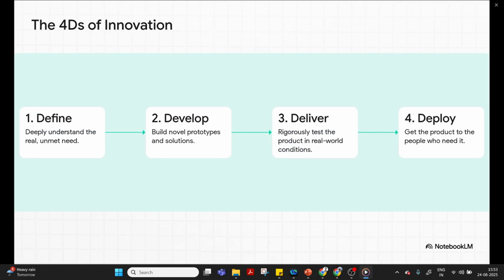First, you define the problem, just like Dr. Raj did. Second, you develop the solution, like that first clunky prototype. Third, you deliver a tested product by listening to your users. That was their 3 months of talking to doctors. And finally, you deploy it with a real business model, which they did by creating IU Devices. It's a clear, repeatable path from idea to impact.